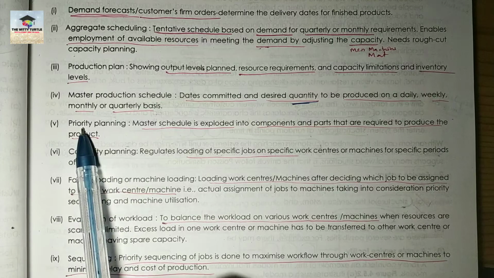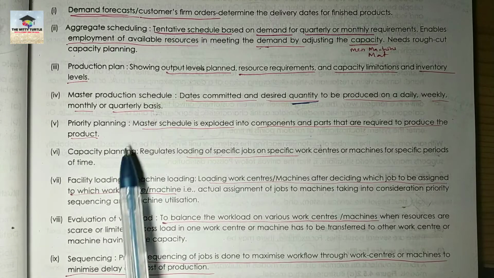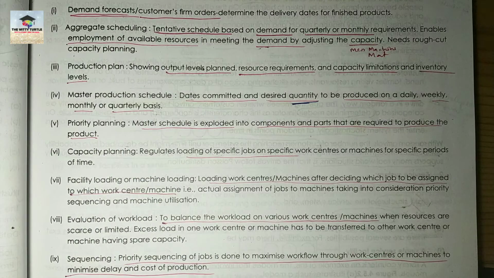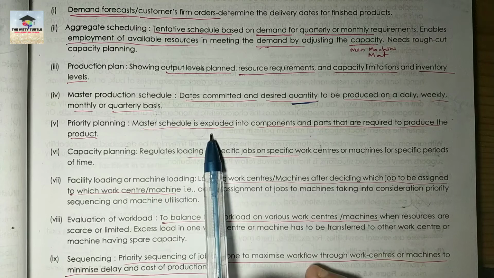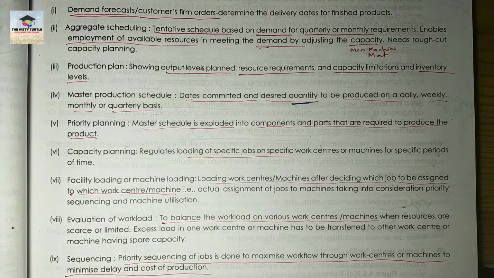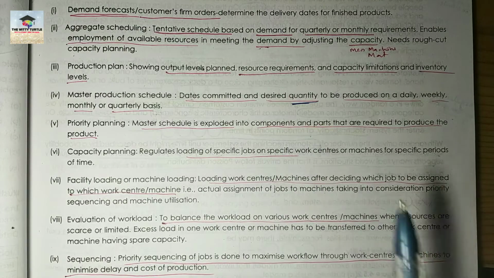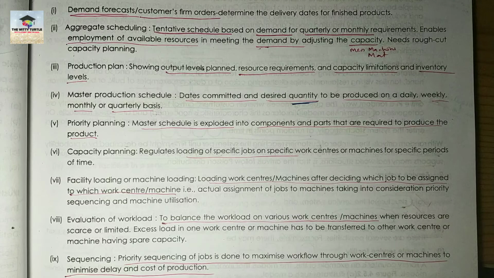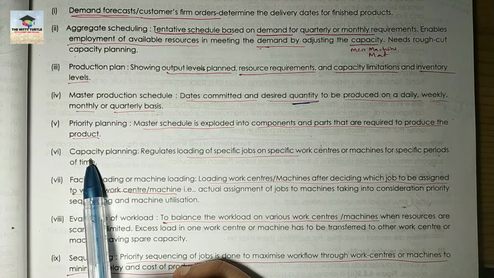right? Now the next point is priority planning. So priority planning is what? Master schedule is again divided into components and parts. Those are required to produce any kind of product. So that is known as your priority planning. Like you have to prioritize which product I need to produce now. Next is your capacity planning.